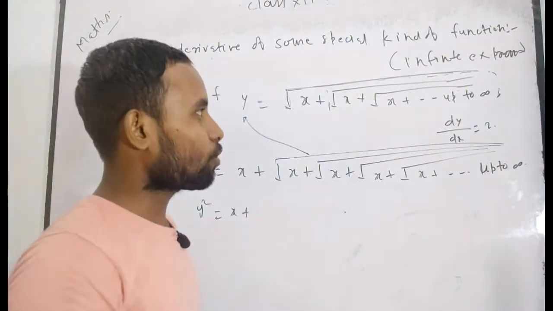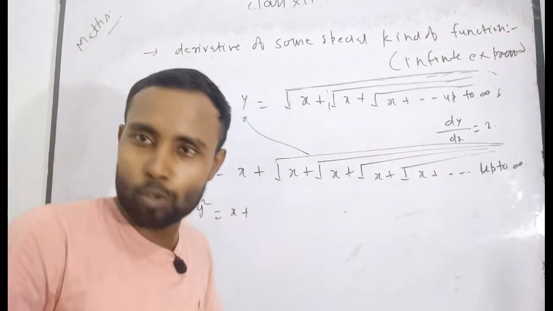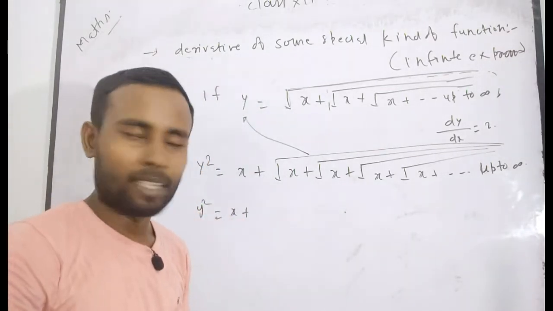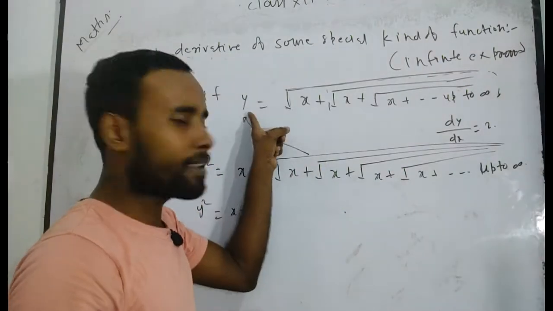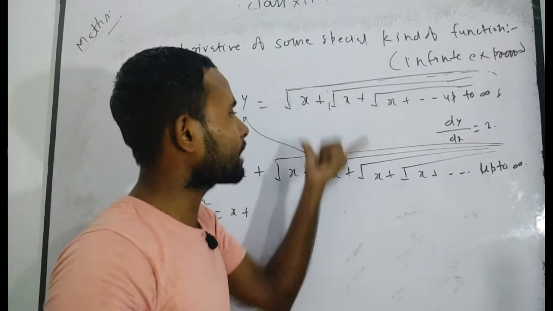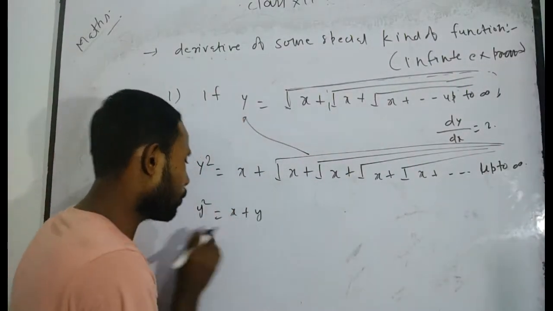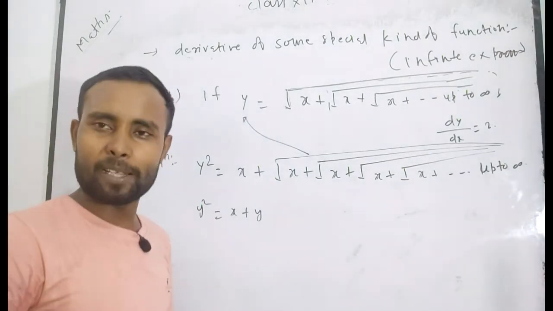Why? Because I have already told you, when you take one jug of water from the sea, it does not affect it. Both will be the same. This is also y, because it is also infinite times repeated, so it looks the same. So it will also be y. So you get y square is equal to x plus y.